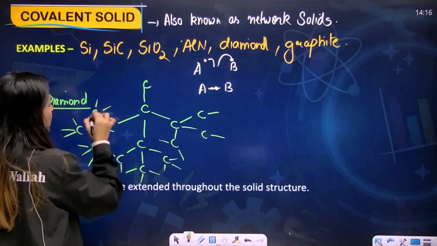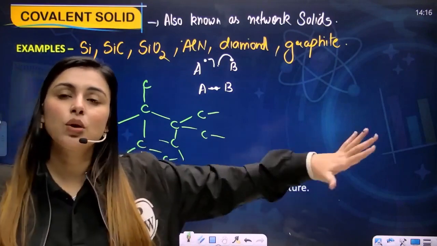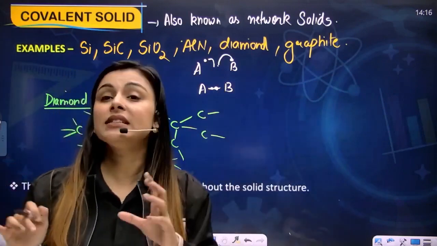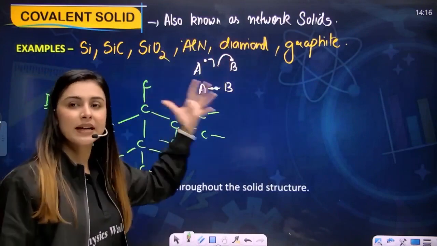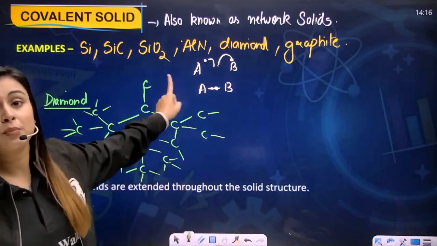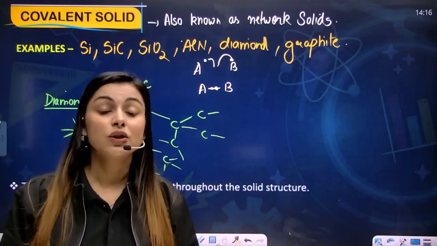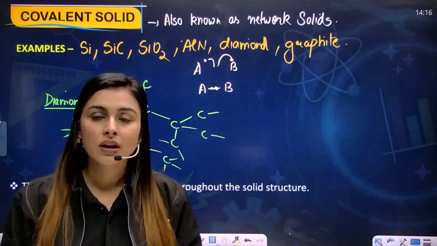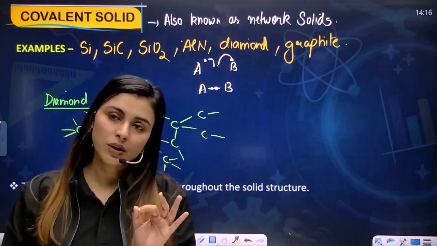I hope you're clear with this. Now, what I want to show you here, my dear students, is that it is a network which keeps on growing and growing. That is the reason we call it a network solid. And since here every bond is formed by the sharing of electrons, it is a very strong bond. And you know, diamond is the hardest solid we know in the world.